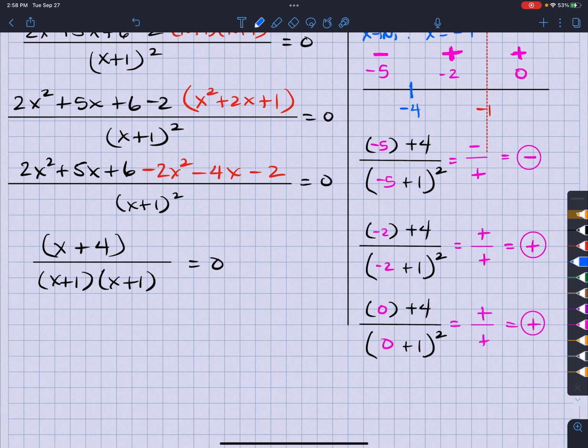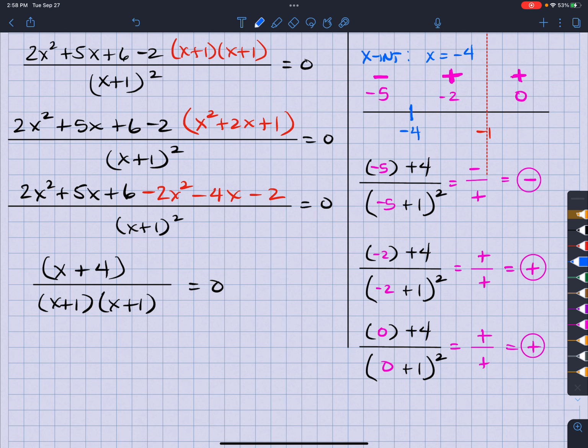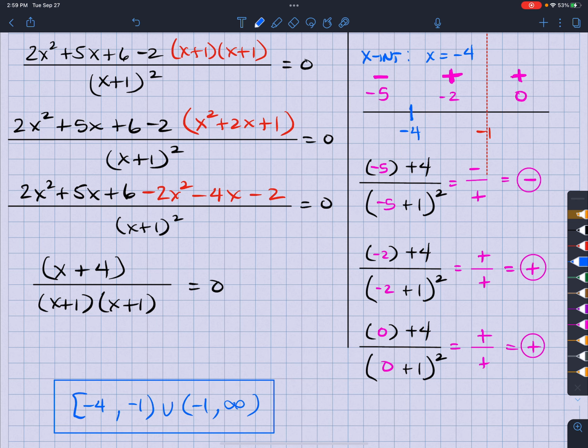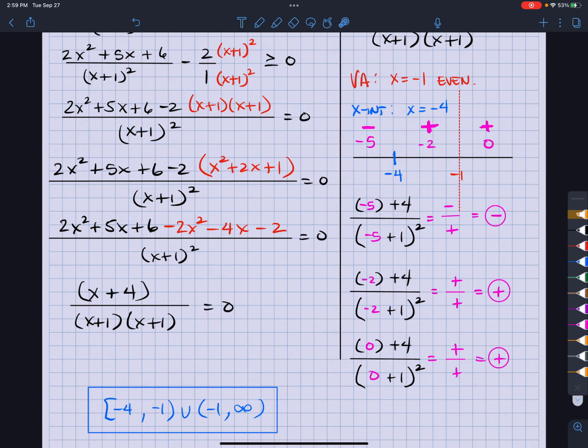So when I write my answer, I can go, okay, so I can include -4, right? Because I can equal 0. I can go all the way to -1, but I cannot touch -1 because of the vertical asymptote. Then I can start on the other side of -1 and go to infinity, and that's all I got. Okay? Does that make sense? Well, I hope that helps. There we go. Yes, it seems like there's a lot of work here, right?